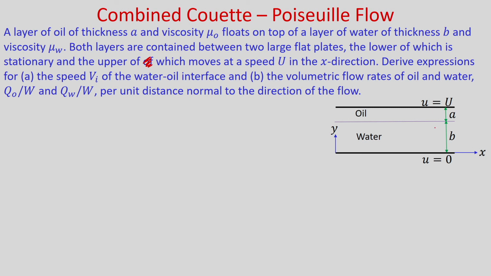So, you can see the bottom plate is stationary, the upper plate is moving with a constant velocity u, oil of thickness A and water of thickness B. Oil viscosity is mu O, water viscosity is mu W. So, in this case you know that at the oil water interface, obviously shear stress will be continuous.